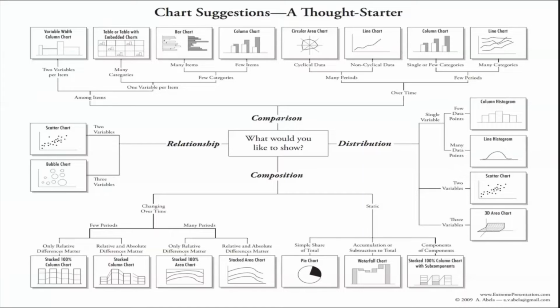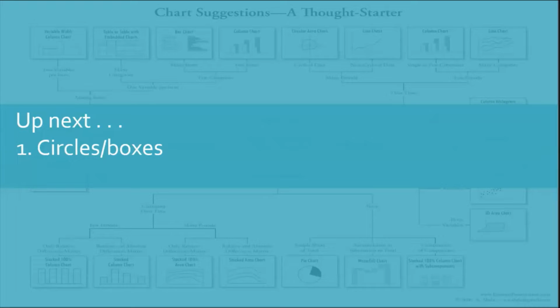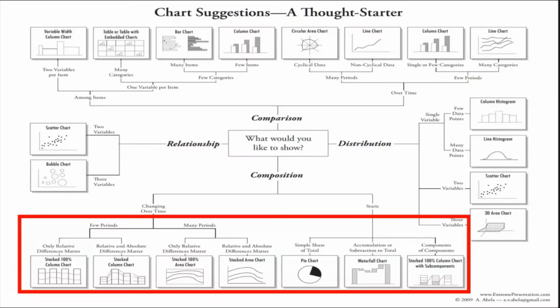Here's a chart that we will use just to go through these different techniques. It's a chart on charts, different ways to show data. First, using circles or boxes. This is pretty easy. Just draw a shape around what you want to show.